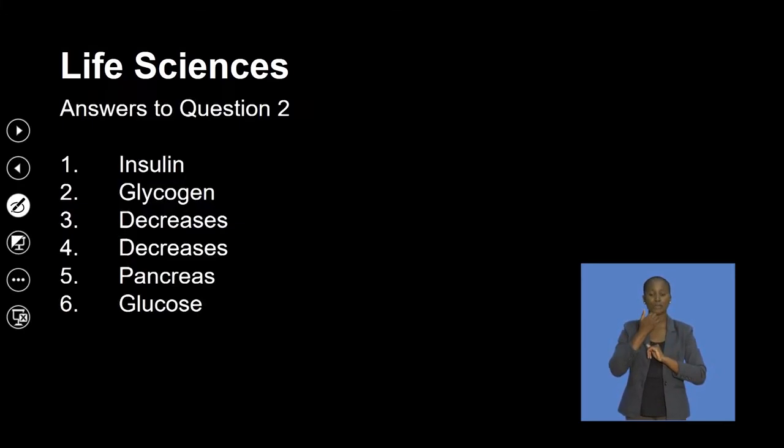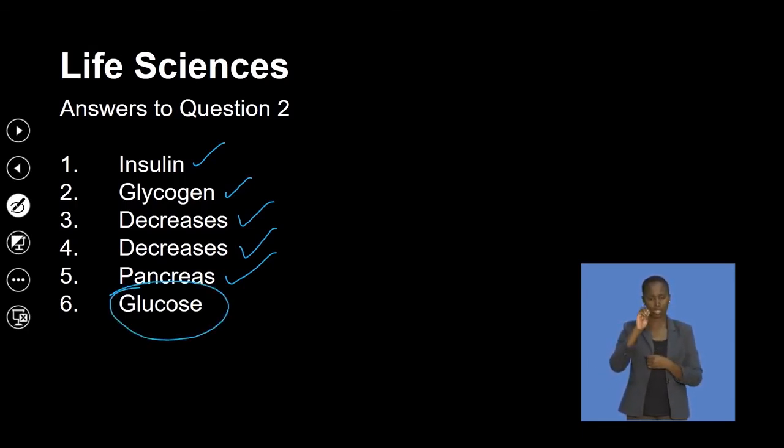So we've unpacked these. So the first was insulin, as I mentioned. The second answer was glycogen. We said that it would decrease the levels, and then we noticed that when there was a decrease in sugar levels, the pancreas was going to produce glucagon, and glucagon was going to convert the stored glycogen back into glucose to bring it back to normal.